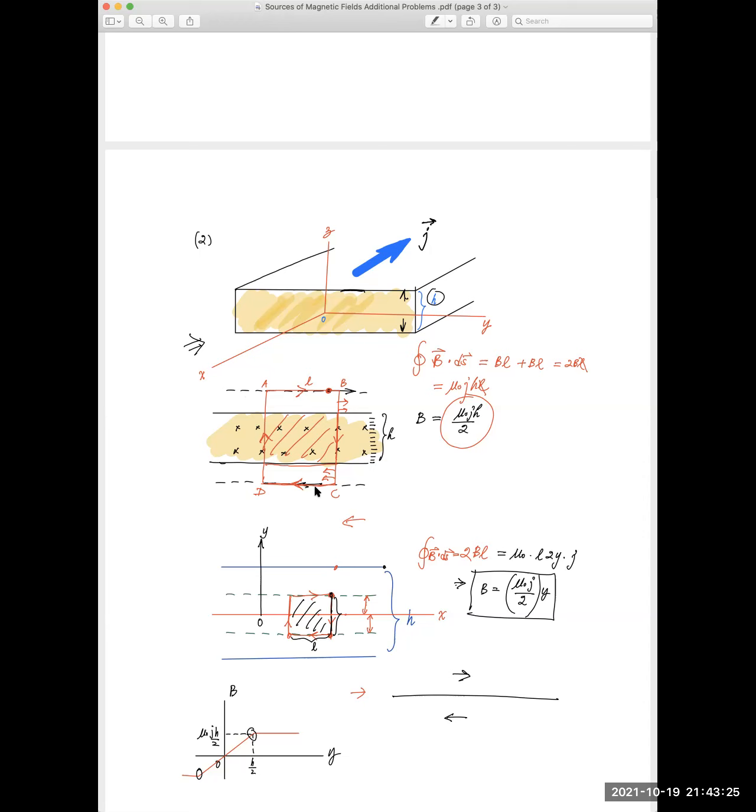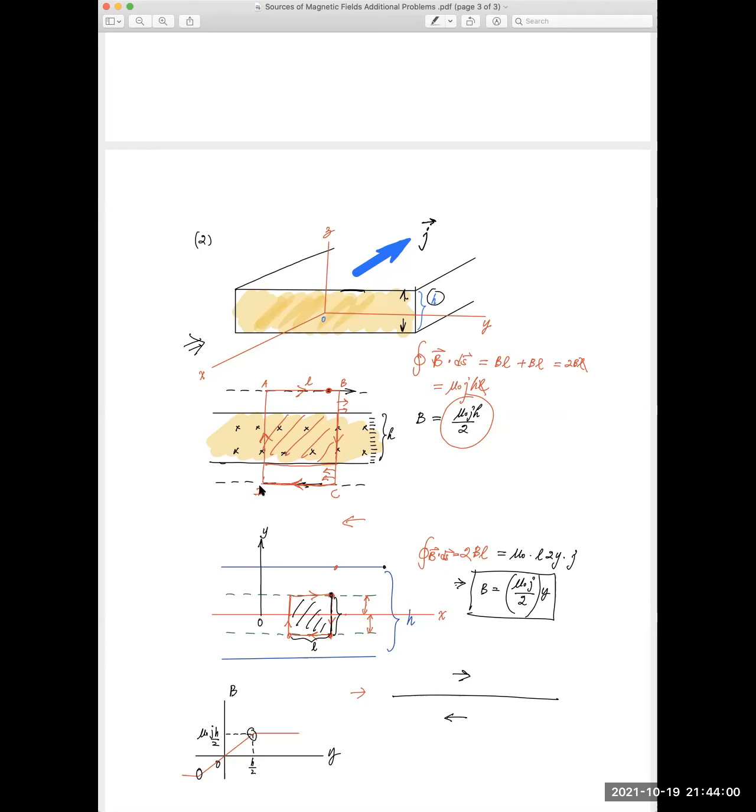Because of that, we can draw an Amperian loop which assumes the shape of a rectangle like this. From A to B, the B field points directly from A to B, so it's the same orientation as ds and has the same magnitude. Therefore, the integral between A and B is just B times L. Then from B to C, the integral is zero because the direction of ds is perpendicular to the direction of the B field, which is parallel to the plane. You're moving perpendicular to the plane.